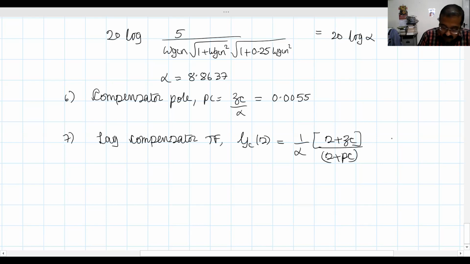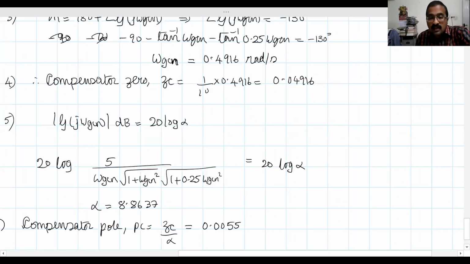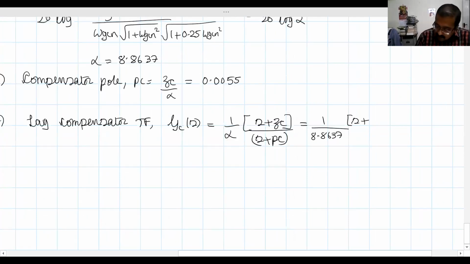So what will be that? 1 divided by 8.8637 into S plus, what was ZC? ZC was 0.04916. S plus 0.04916 divided by S plus 0.0055. Okay, so this will be the designed lag compensator.